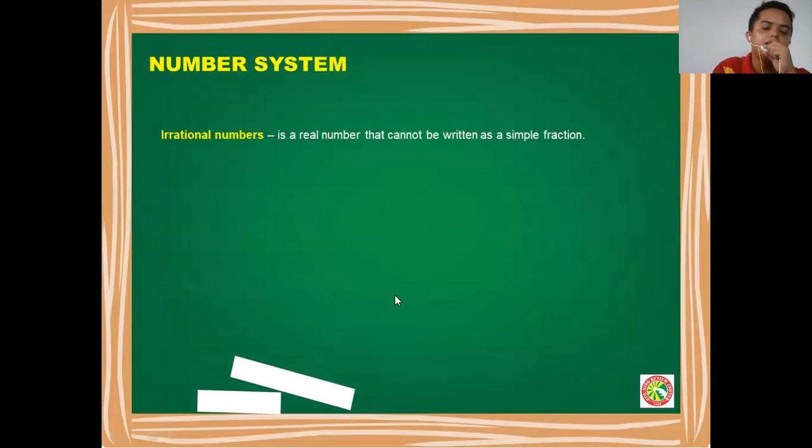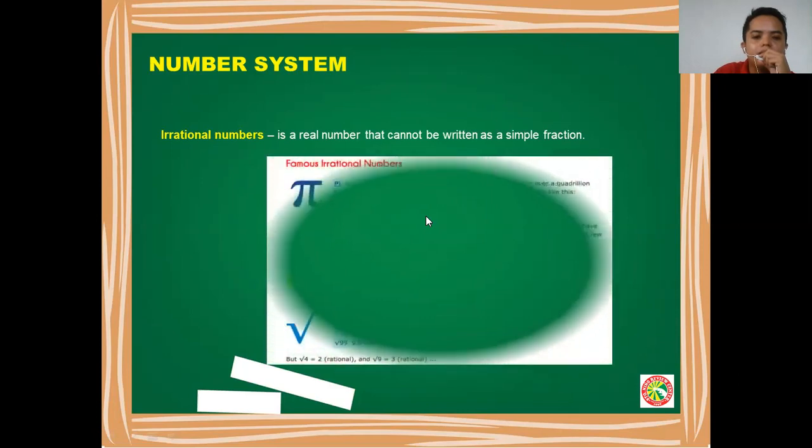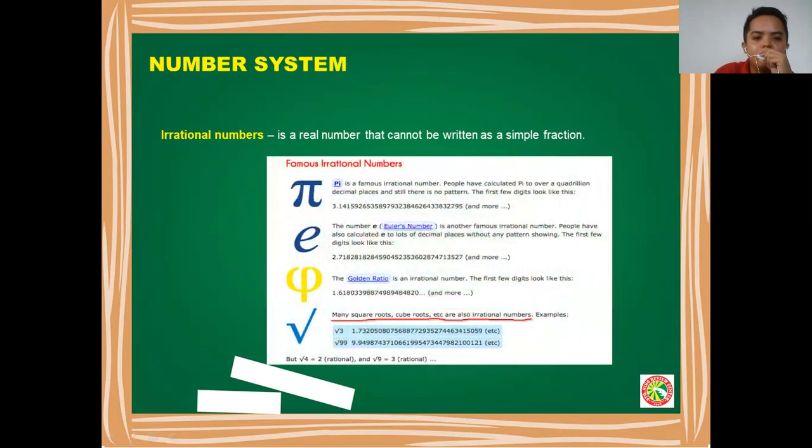Next, irrational numbers. When we say irrational numbers, it is a real number that cannot be written as a simple fraction. So this is the other way around from rational. This time, irrational cannot be written as a simple fraction. So these are the famous irrational numbers. Pi is a famous irrational number. People have calculated pi to over a quadrillion decimals.